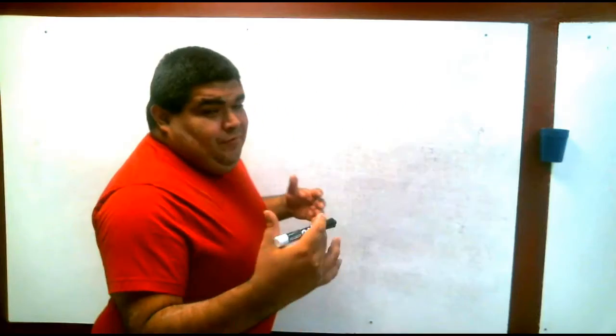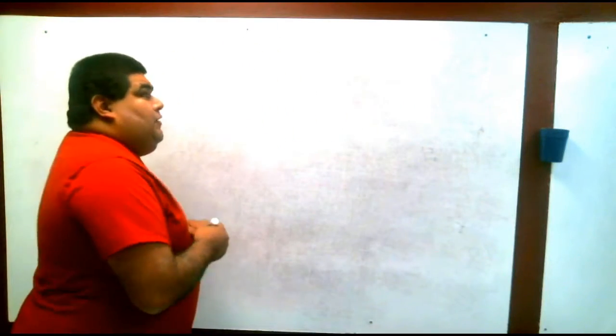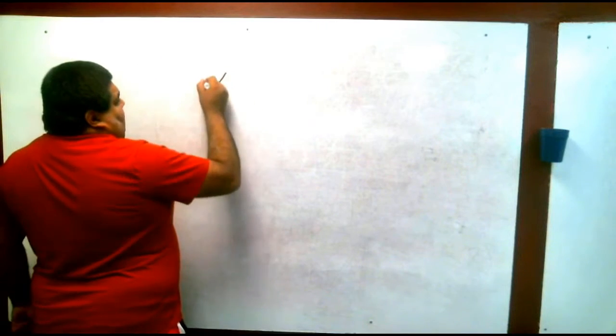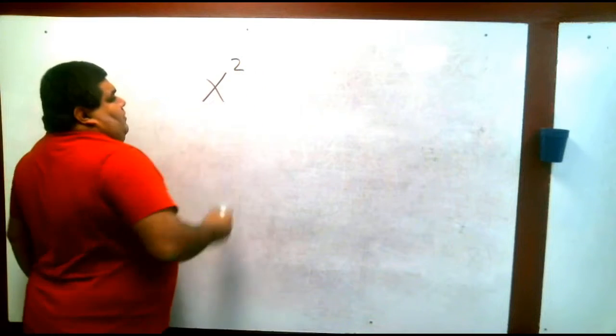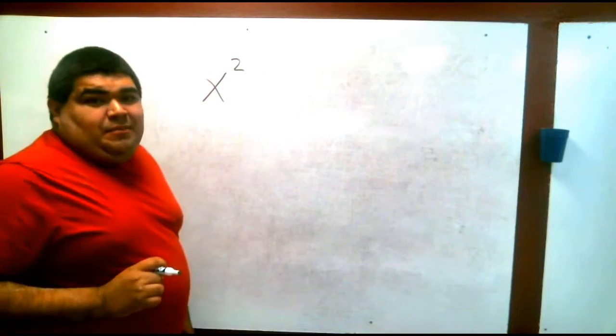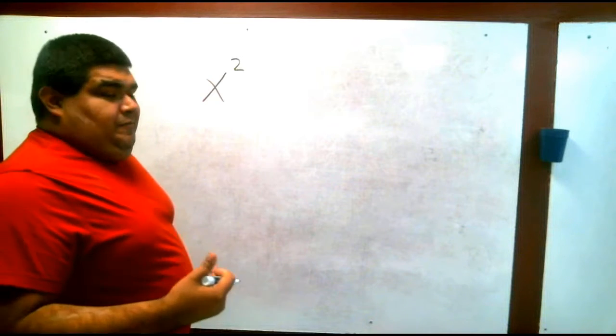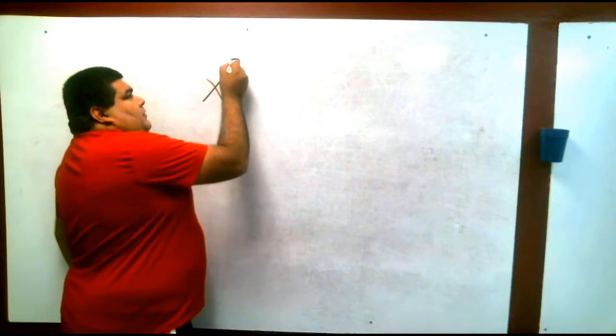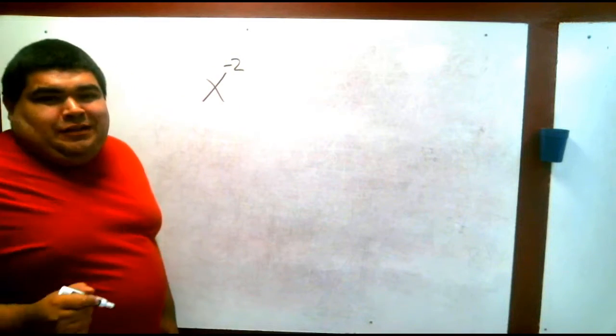Today a very simple concept. Today we are learning about negative exponents, okay? Negative exponents, or if you don't know what exponents are, they are usually next to a variable, okay? So we have x to the power of 2. The little number on top, that's an exponent, okay? But today we're dealing with negative exponents.